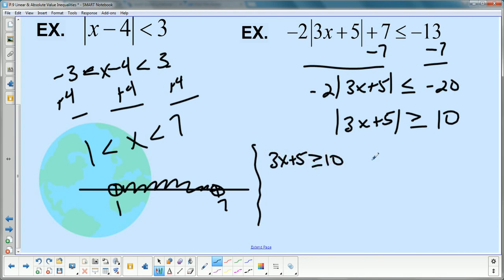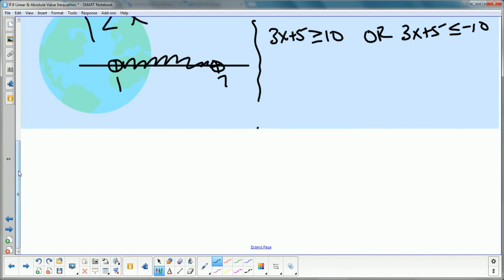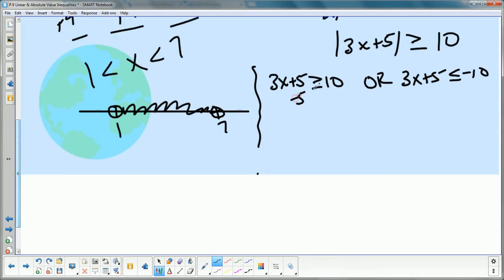And I'm sorry, we don't make an AND statement, we make an OR statement. Or 3x plus 5 is less than or equal to negative 10. Okay, solving each one independently now. So I'm going to start by subtracting 5 on this left one. And that'll leave me with 3x is greater than or equal to 5. And then dividing both sides by 3, that leaves me with x is greater than or equal to 1 2/3 or 1.67.